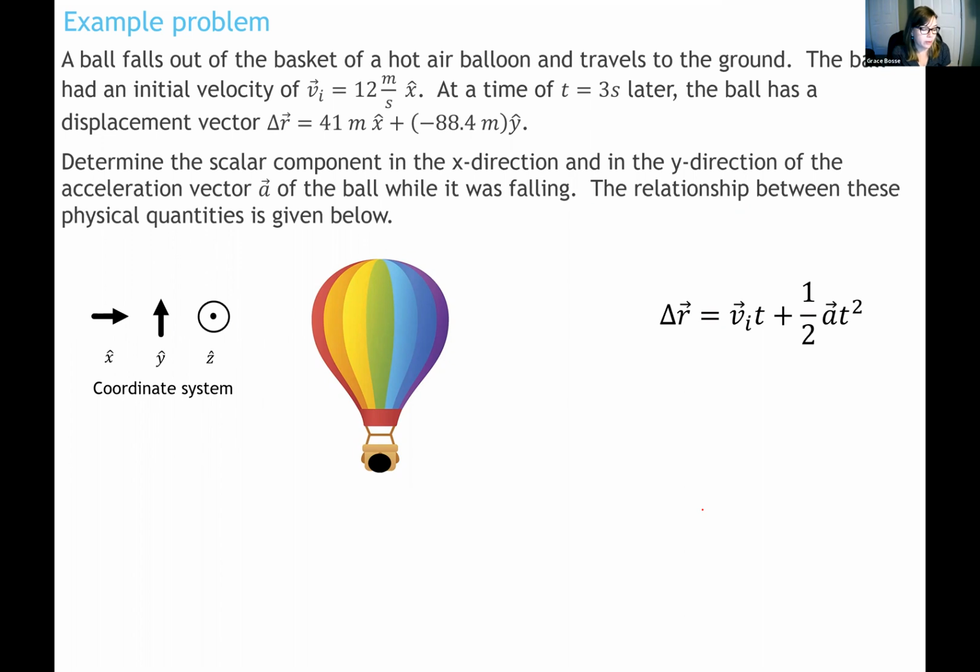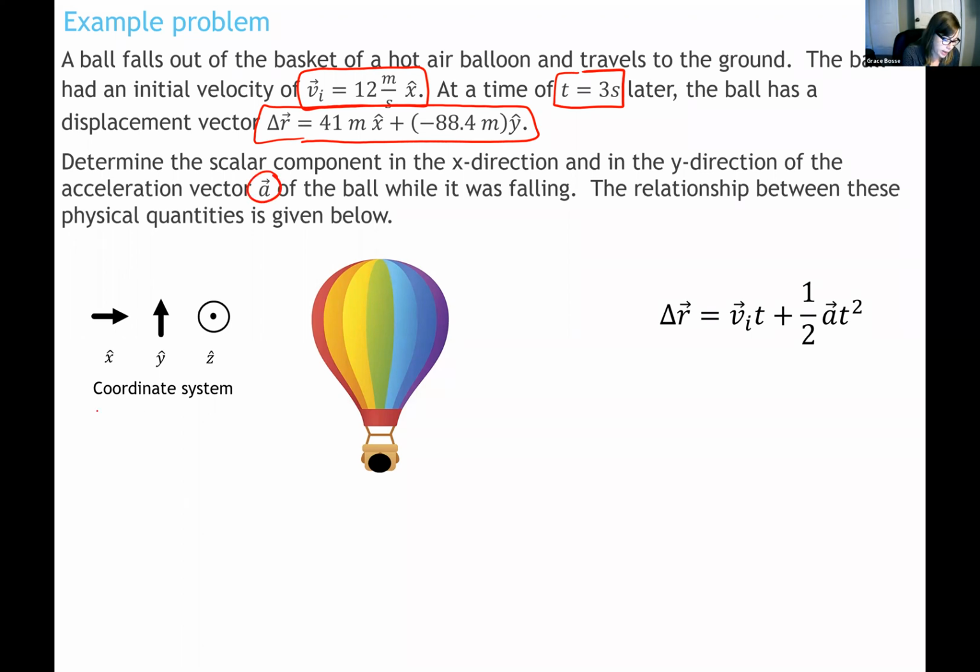So in this problem, we have a ball that's falling out of the basket of a hot air balloon, and it's going to travel to the ground as it falls. The ball had an initial velocity, so this is a vector, V_i, of 12 meters per second in the X hat direction. At a time of t equals 3 seconds, the ball has a displacement vector of this value right here, 41 meters X hat minus 88.4 meters Y hat. And we want to find the scalar component in the X direction and in the Y direction of the acceleration vector A of the ball while it's falling.